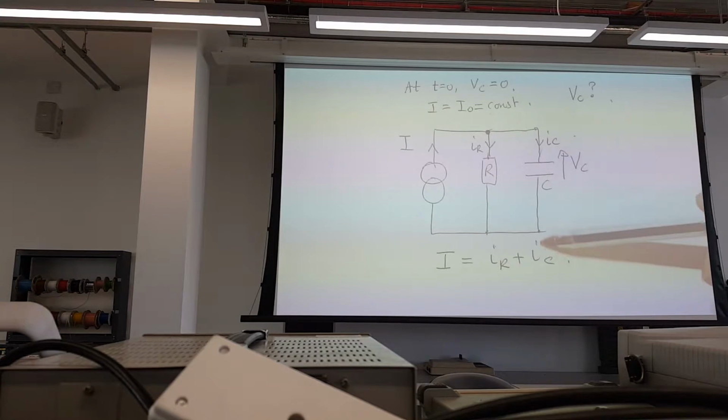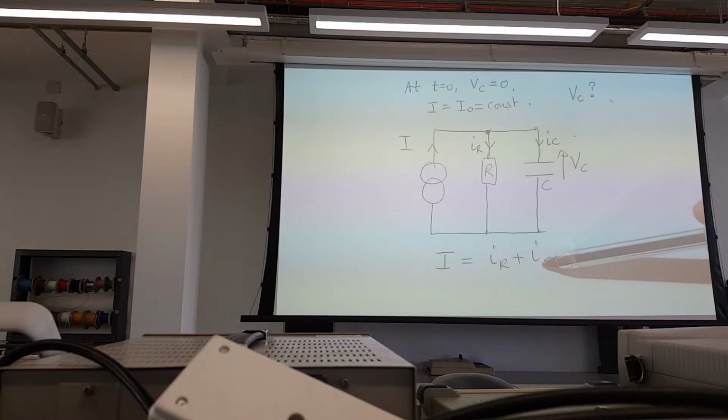What about IC? Is IC a constant? No way is IC going to be a constant. I'll tell you why it's not going to be a constant. So look at the overhead.